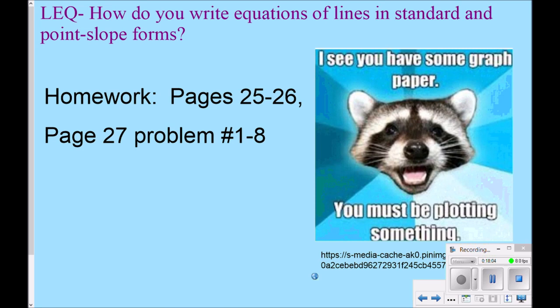So homework for tonight is pages 25 and 26, all problems on those pages. Pay close attention to the directions. Sometimes it'll ask for standard form, sometimes it'll ask for slope-intercept form, and sometimes it'll ask for point-slope form. Other times it might not specify, and then you can pick whichever form you would like. And then page 27, problems 1 through 8. Do those for tomorrow.